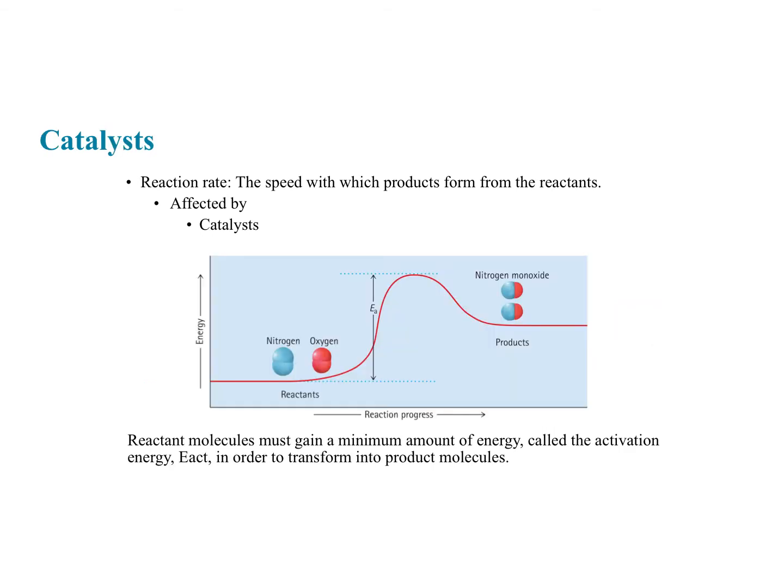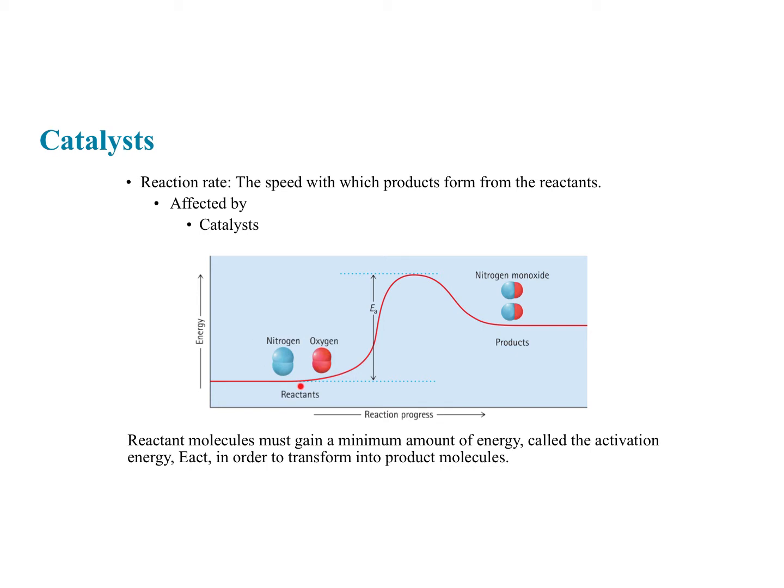The third thing that can affect the rate is the presence of a catalyst. Now, before I talk about what a catalyst is, let's talk about the normal process of a reaction. So here I've got some nitrogen and oxygen molecules, some N2 and some O2, and they're going to form nitrogen monoxide, NO. Now, in order for that to happen, these guys have to be coming together with enough energy to be able to break these molecules apart so that they can recombine. That is called the activation energy.